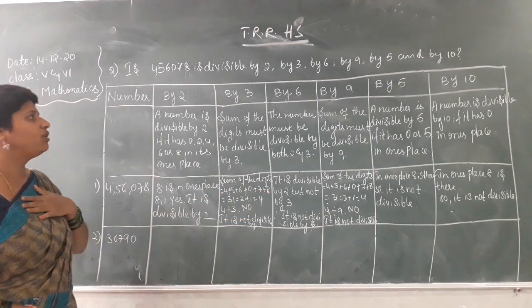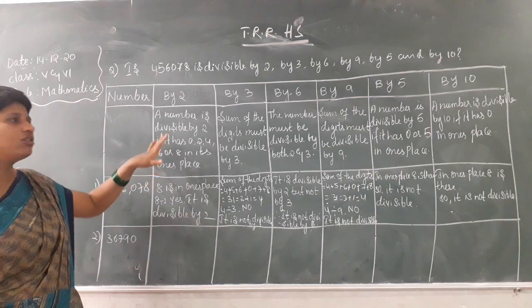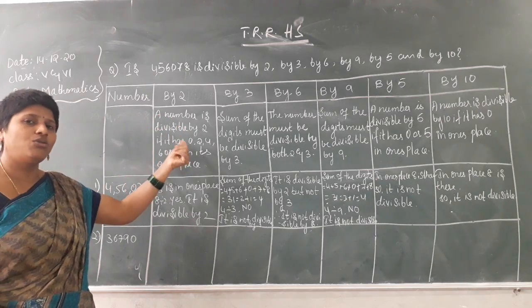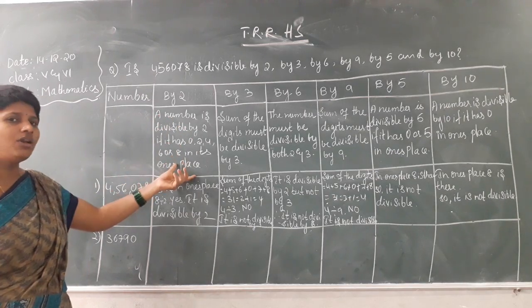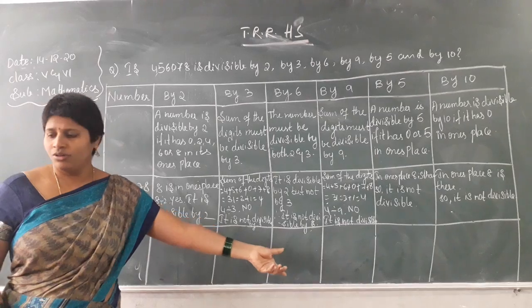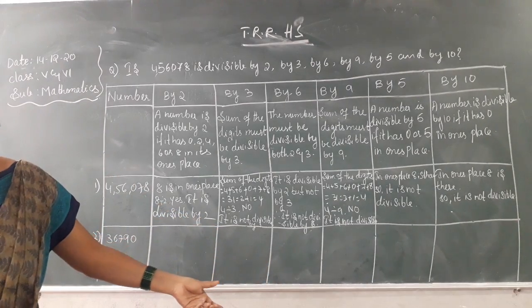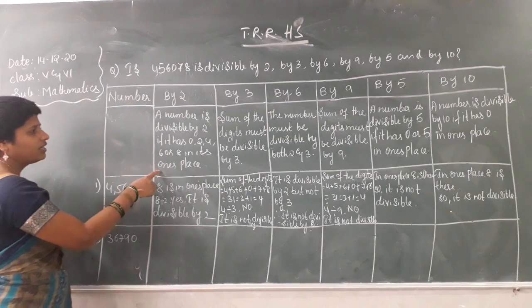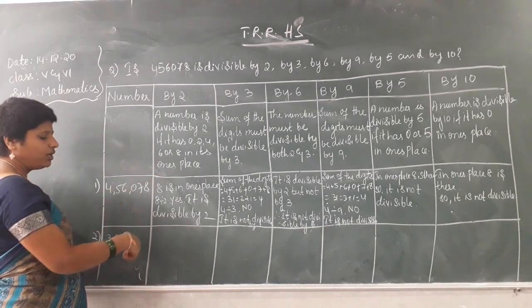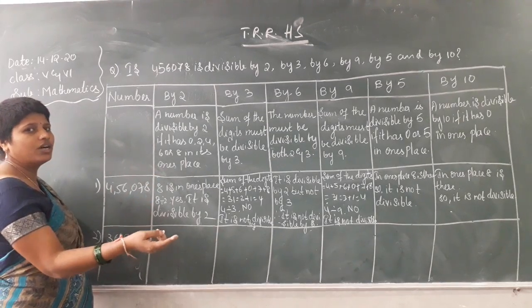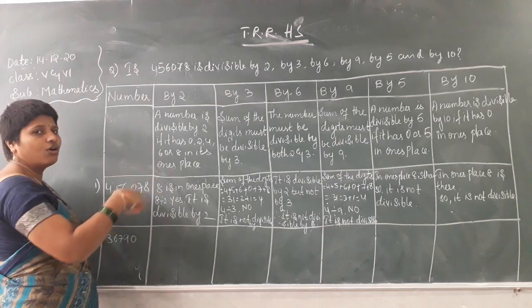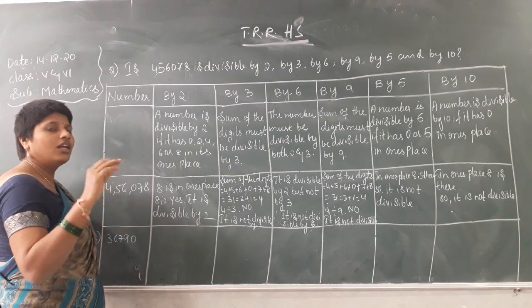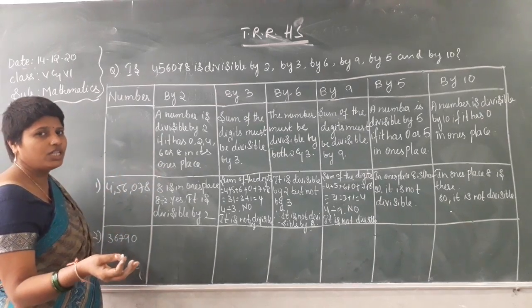So now I am not writing any rules. Why? Because already I have written the rules over here. So by seeing the rule, you can continue writing your answers. Clear? Now, you check whether it is divisible or not. When you are taking one more number, again you have to read it. If you go on reading like this, then you will be able to learn the divisibility rules.